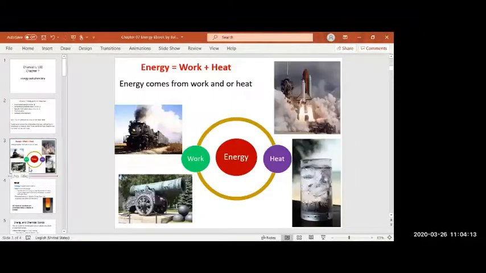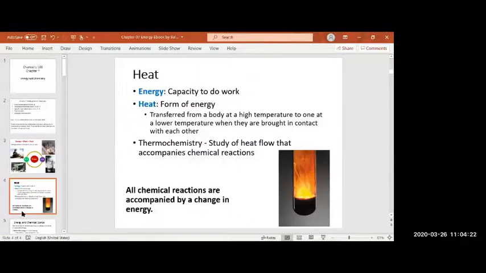Okay, quickly go through the work, the heat, and energy. What is energy? Energy comes from work or heat. Energy is the capacity to do work. Heat is a form of energy transferred from a body at high temperature to one at low temperature. So the heat will flow from a body at higher temperature to one that has a low temperature when they are in contact with each other.